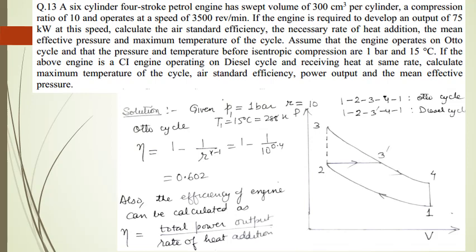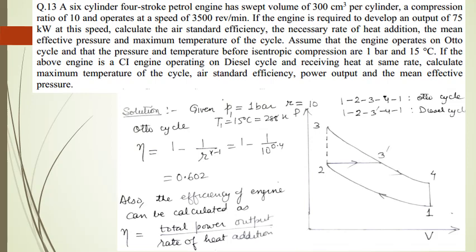Assume that the engine operates on Otto cycle and that the pressure and temperature before isentropic compression are 1 bar and 15 degrees Celsius. If the above engine is a CI engine operating on a diesel cycle and receiving heat at the same rate, calculate the maximum temperature of the cycle, air standard efficiency, power output, and the mean effective pressure.